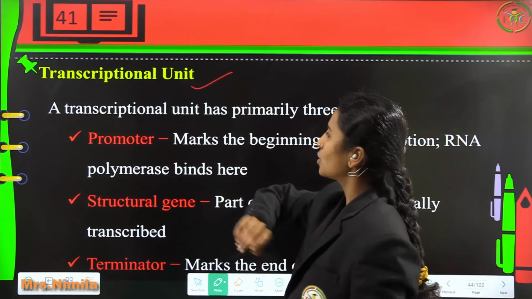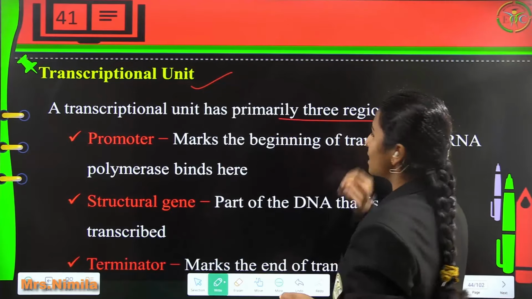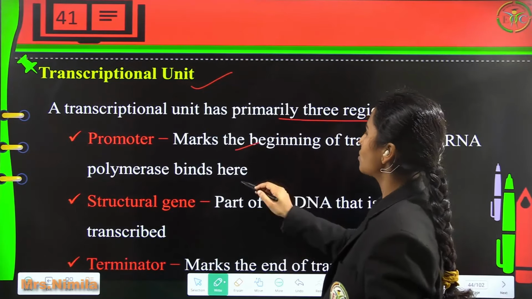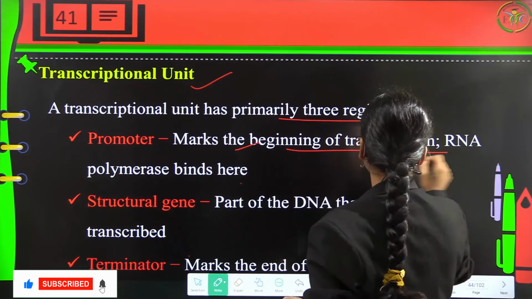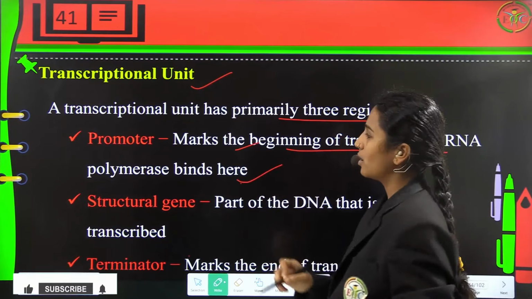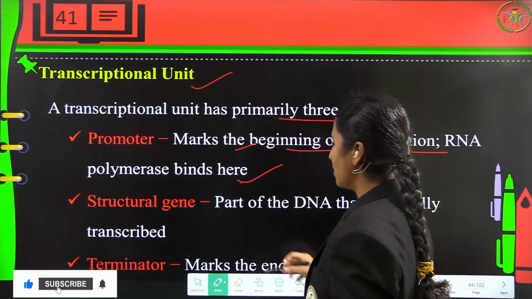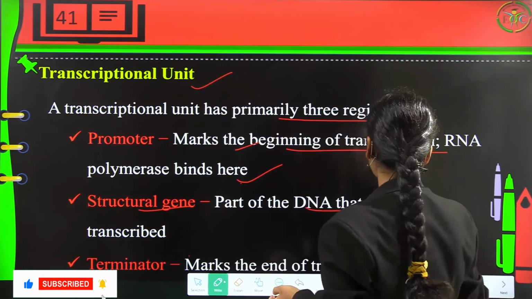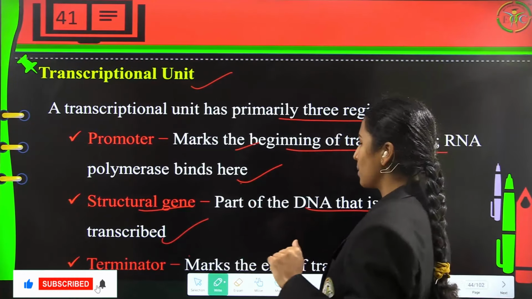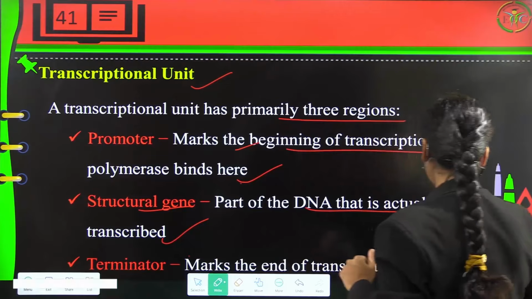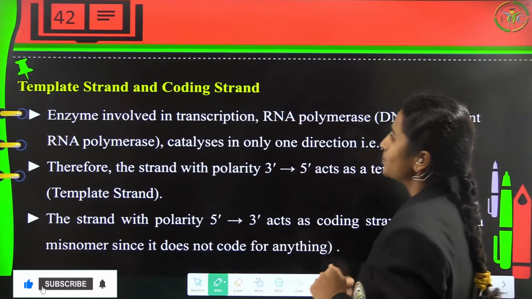Now, the transcription unit. A transcription unit has three regions primarily: the promoter, the structural gene and the terminator region. The promoter marks the beginning of transcription, and RNA polymerase is going to bind here. The structural gene is the part of DNA which is actually transcribed. So this is where transcription is going to take place. And the terminator is where transcription is going to end.